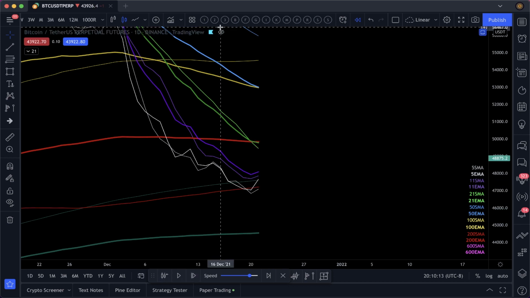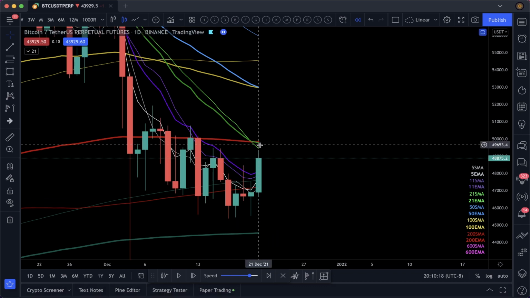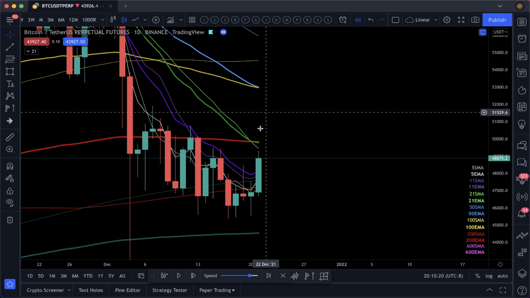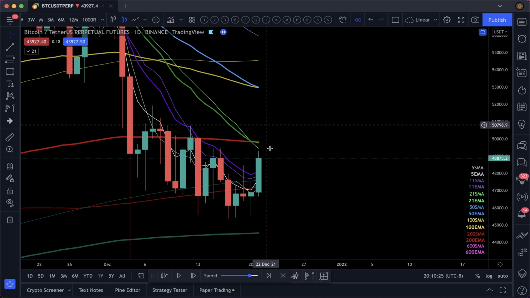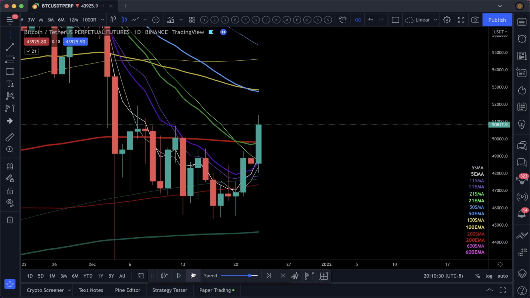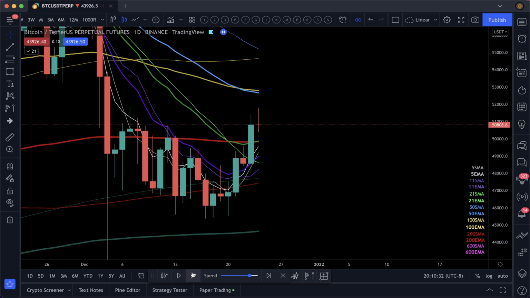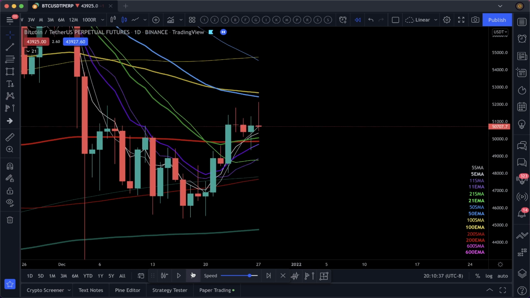Boom, got a pump. Pump, right? 21 crossed above. We're probably going to try to break that above. Plus your 200 is still acting as support here. So, see what happens. Bam. Got that pump to 52K.